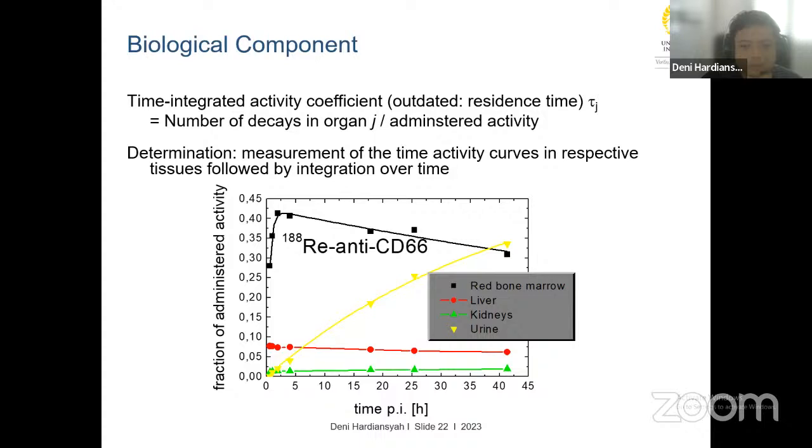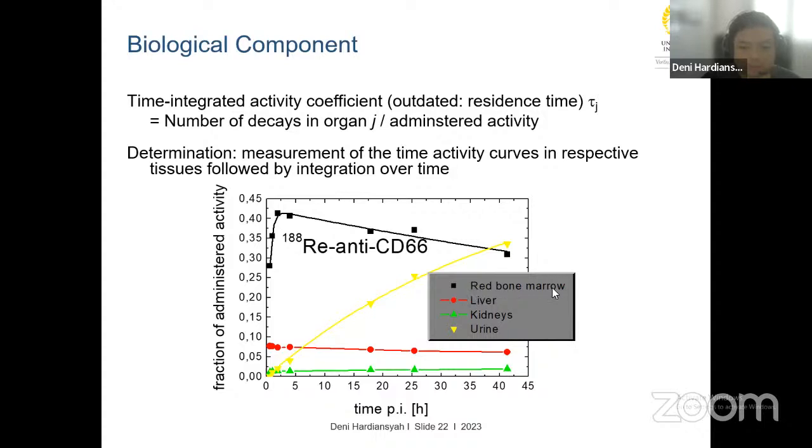And then after that, it is your job to create the region of interest, taking the activity out from the image that you get from the diagnostic imaging. And then you can create this curve for different organs. For example, you get this information of the curve from the bone marrow, liver, kidney, and also urine.